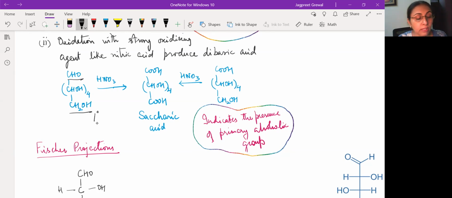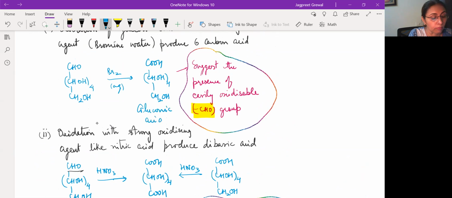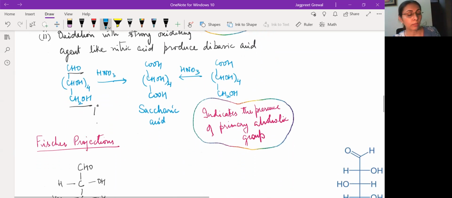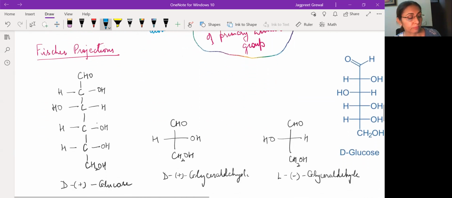This is further confirmed when you treat gluconic acid, which was formed over here, with HNO3. This also gives you saccharic acid. So both of them again confirm the presence of a primary alcoholic group.